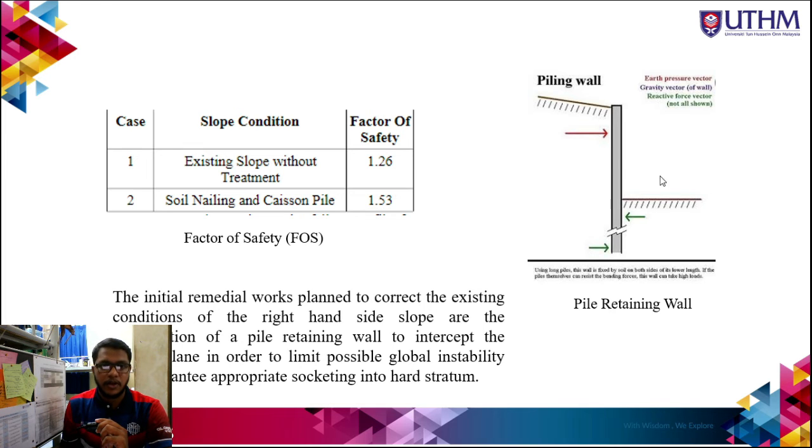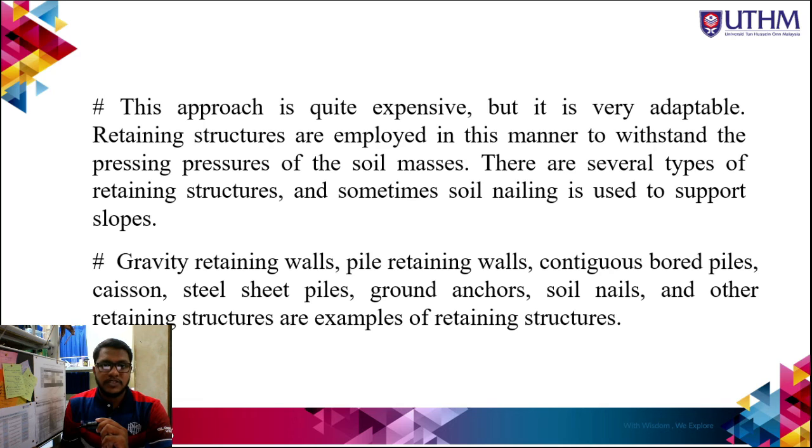Here is the pile retaining wall. We can use it as a remedial work to correct the existing condition on the right hand side slope, through construction of the pile retaining wall to interrupt the failure point in order to limit possible global instability and guarantee appropriate stability. This approach is quite expensive, but it is very adaptable. Retaining structures are employed in this manner to resist pressures from soil masses. There are several types of retaining wall structure, and sometimes soil nailing is used to support slopes, as well as gravity retaining walls, pile retaining walls, contiguous piles, and so on.